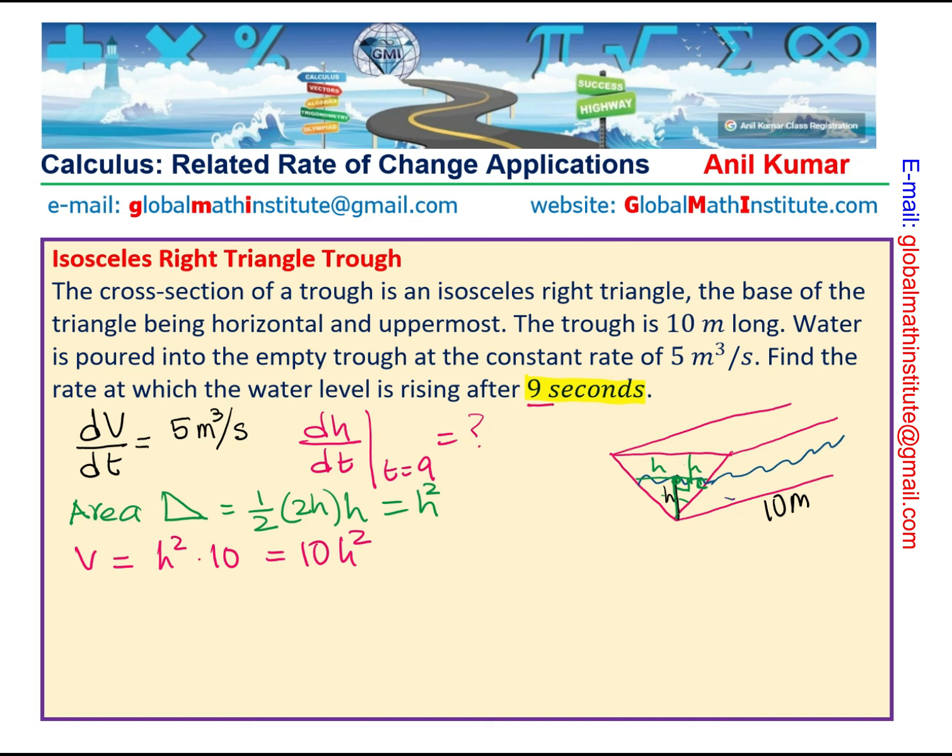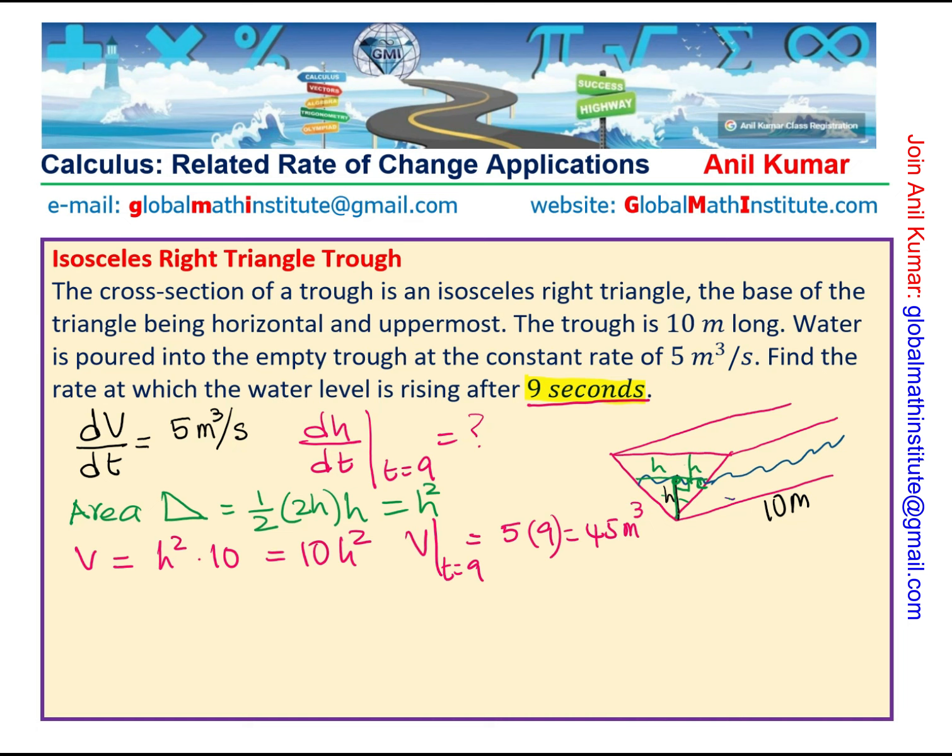Now in 9 seconds, what is the situation? How much water will be filled? Since the rate of filling the water is 5 meter cube per second, we know that the volume at t equals 9 will be 5 into 9, which is 45 meter cube. So that is the total volume. Now, if that is the total volume, then for this volume, what is going to be the height? You see that? That is how everything is connected.